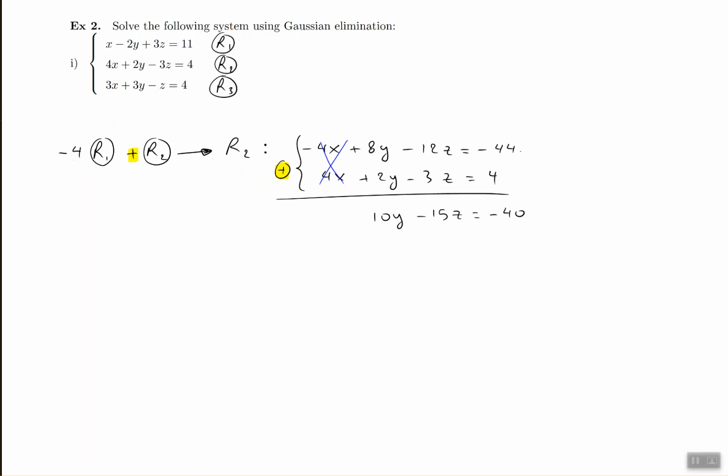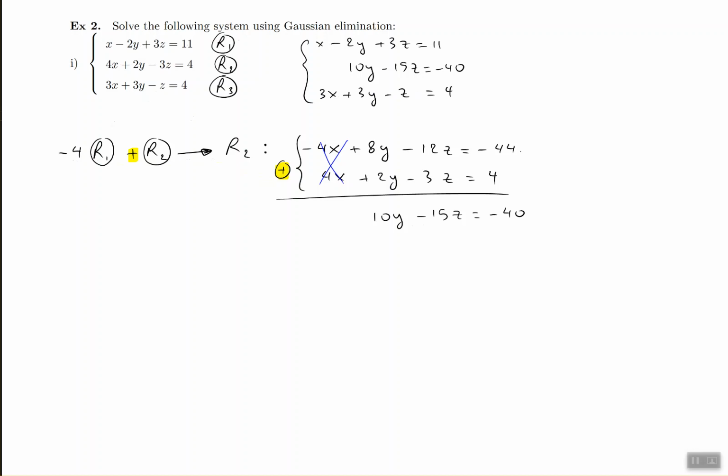So this is it, basically. This is the end. So far, row 2 is gone. I'm going to go ahead and get rid of it. And it's going to be replaced with that new one. So far, my system looks like x minus 2y plus 3z equals 11. And then the second equation is now 10y minus 15z equals negative 40. And finally, the third equation is still the same. We haven't touched it yet.